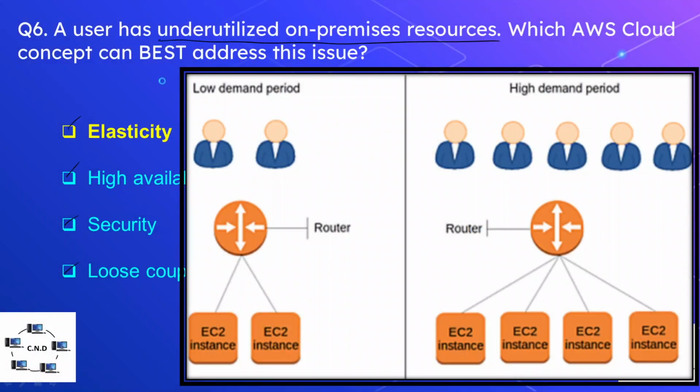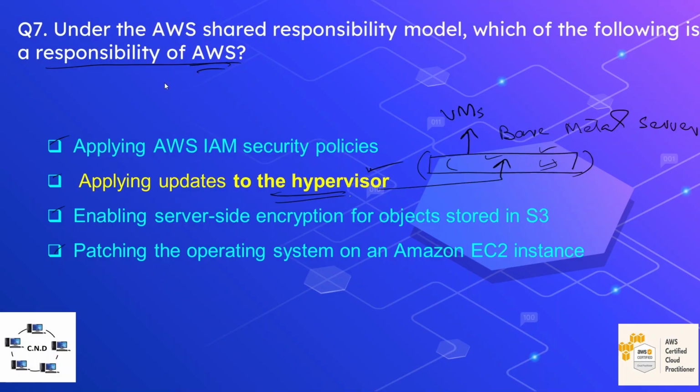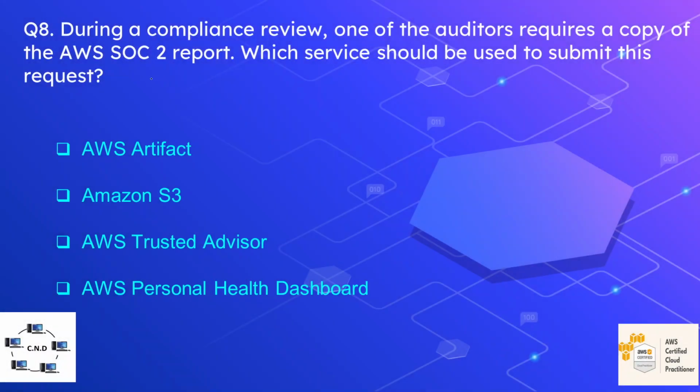Question number 8 is that during a compliance review, one of the auditors requires a copy of the AWS SOC 2 report. Which service should be used to submit this request? Keyword is compliance, and the options are option A, AWS Artifact, option B, Amazon S3, option C, AWS Trusted Advisor, and option D, AWS Personal Health Dashboard. And the correct option is AWS Artifact.